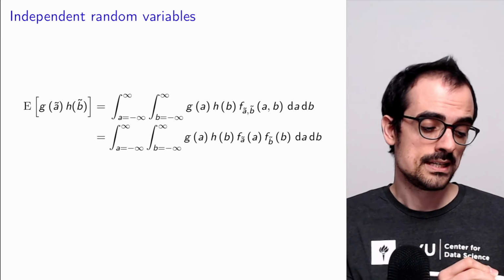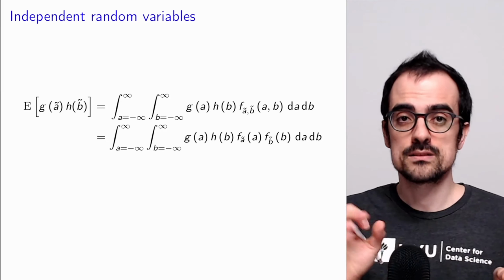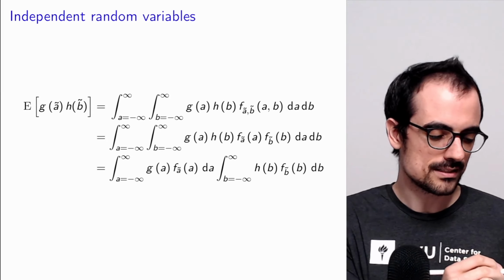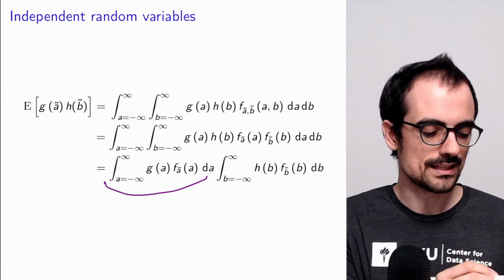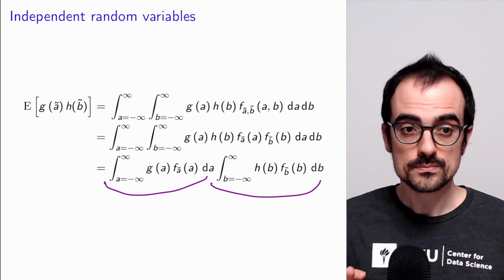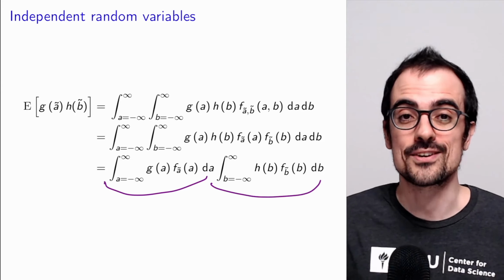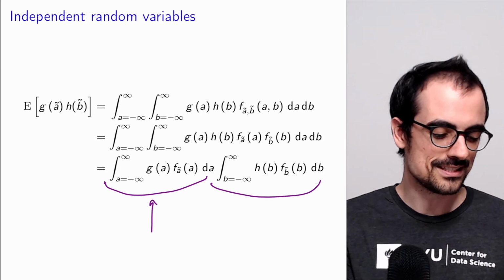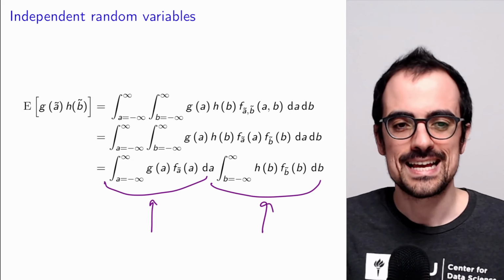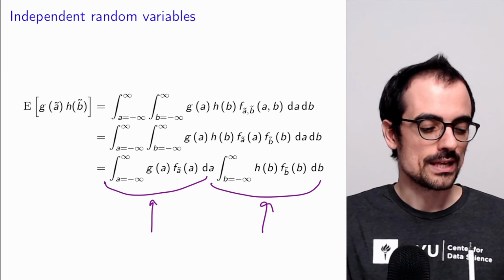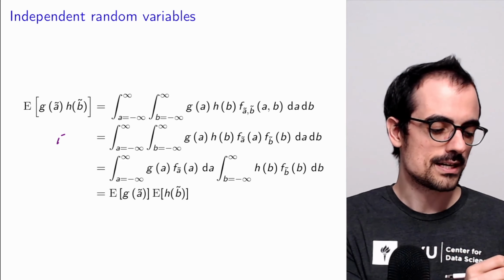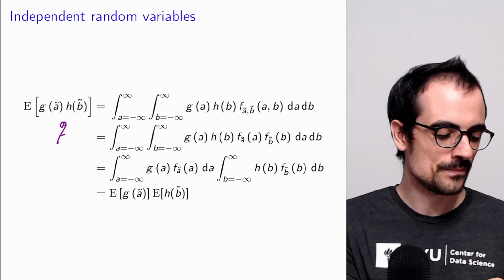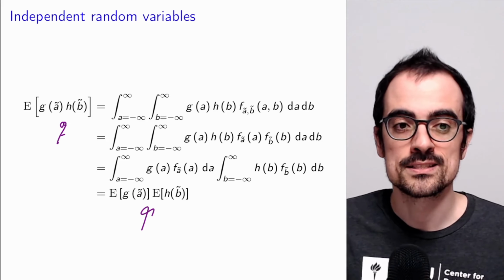And now this integral can be split in this way as long as this one converges and is well defined and this one is well defined. If those are well defined, what are they equal to? Well, this is just the mean of g(A), and this is just the mean of h(B). So we have that the mean of the product is equal to the product of the means.